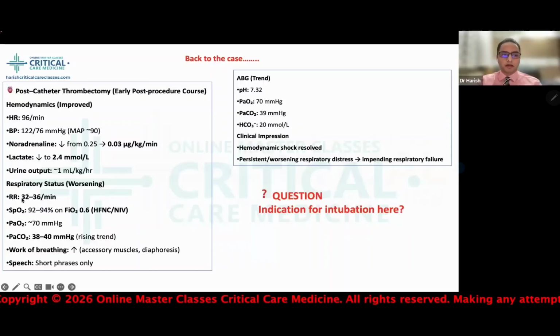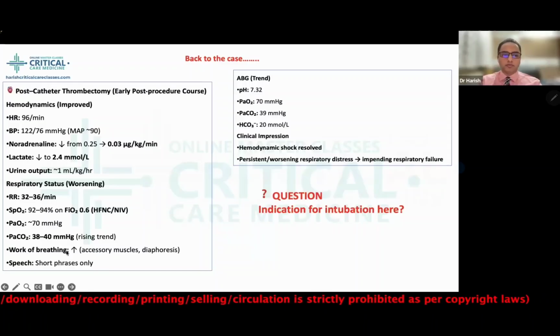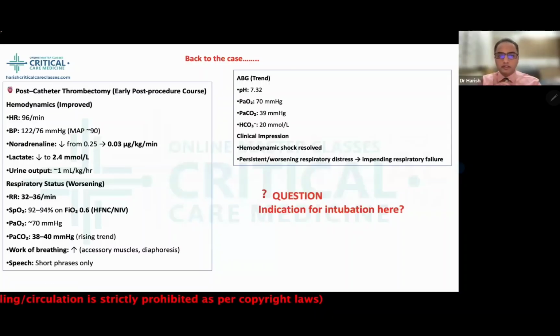Okay, so respiratory rate is 32 to 36 per minute, saturating around 92 to 94% on HFNC or NIV with 60% FiO2. PO2 is around 70, PCO2 is 38 to 40, so it is a rising trend. Work of breathing is increased, there is accessory muscle usage. Patient is sweating, not able to speak continuously, only able to speak short phrases. So hemodynamics improved, respiratory wise is deteriorating.